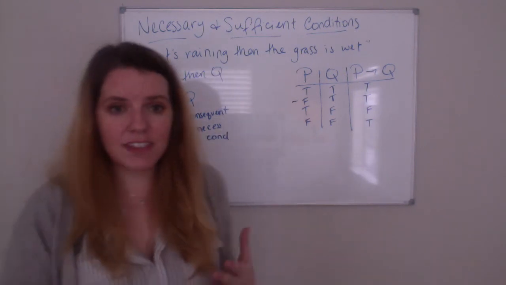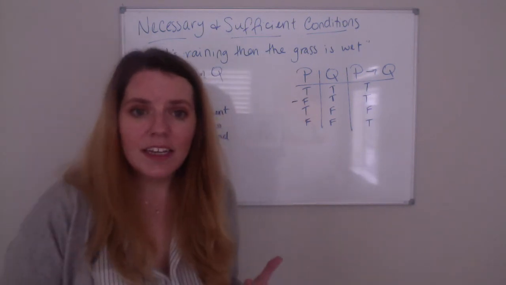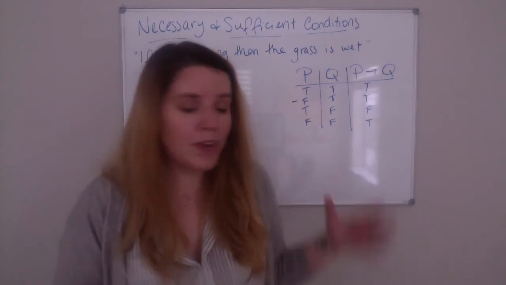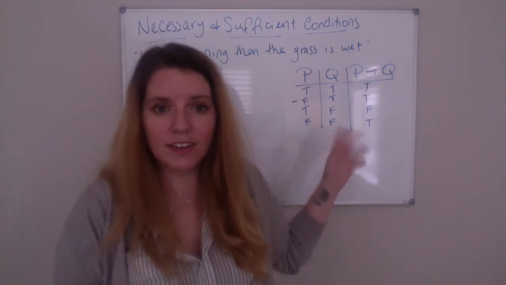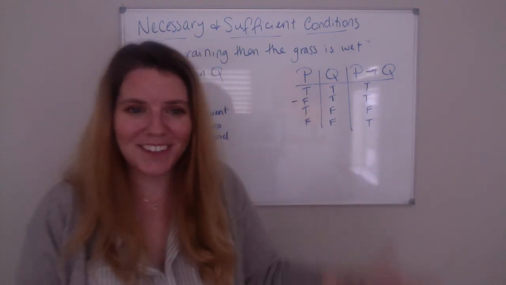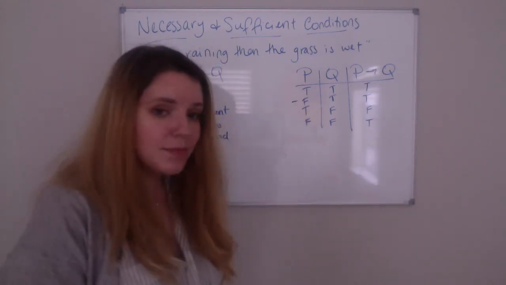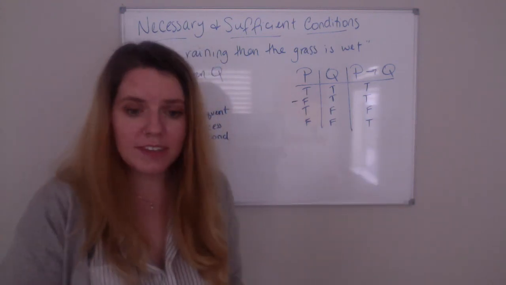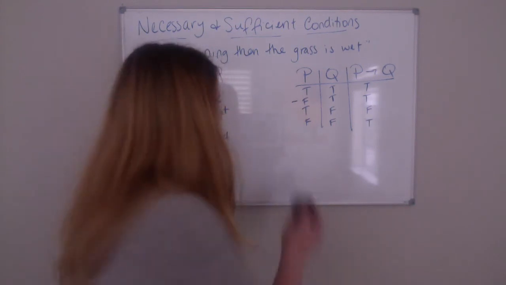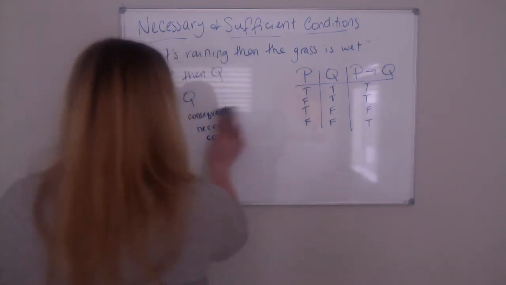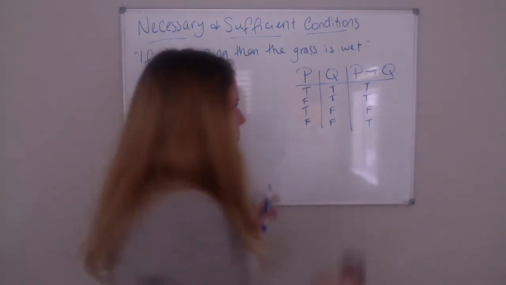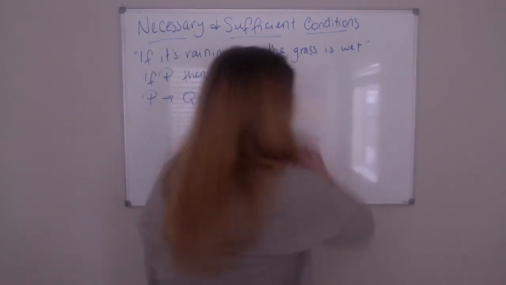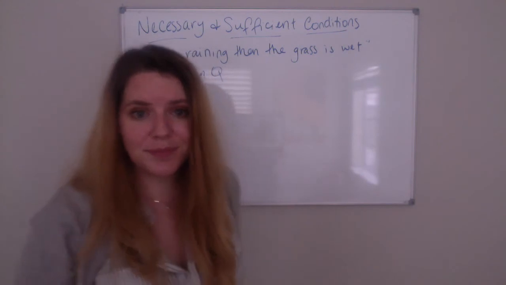So necessary and sufficient conditions can help us understand what's going on with this truth table for conditionals and why the second and third rows look kind of wacky when you first look at it. So hopefully that makes a little bit more sense. So really quickly, one more thing on this note that I want to talk about. I'm going to erase this truth table too, so you should have that in your notes and in your book.